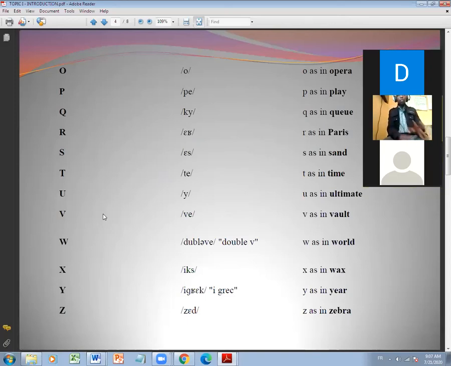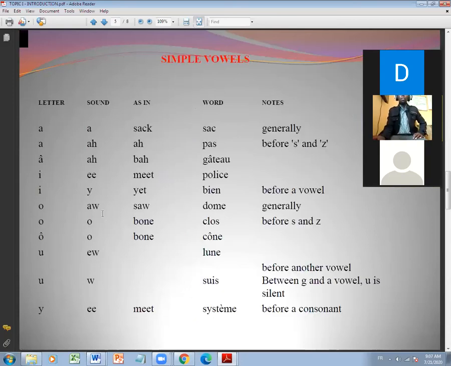So the alphabet is composed of the consonants and the vowels. And at this point, I want to tell you that the vowels play a very key role when it comes to the sound of a consonant. I don't know, even in English, if you can think of a word that doesn't have a vowel in English.